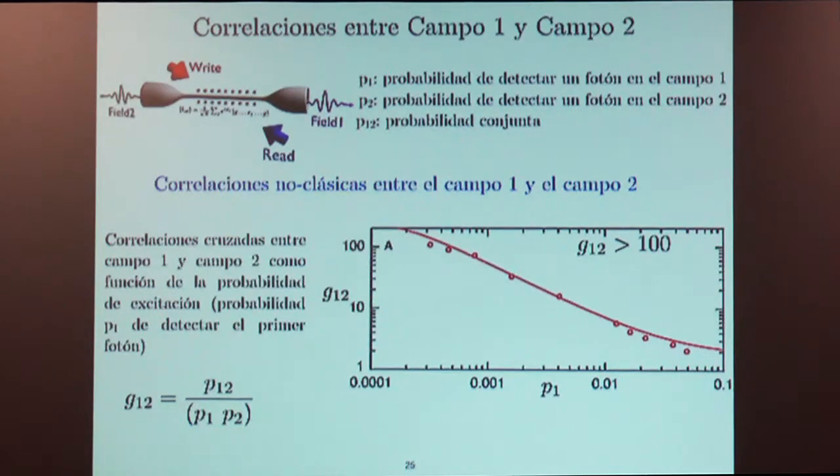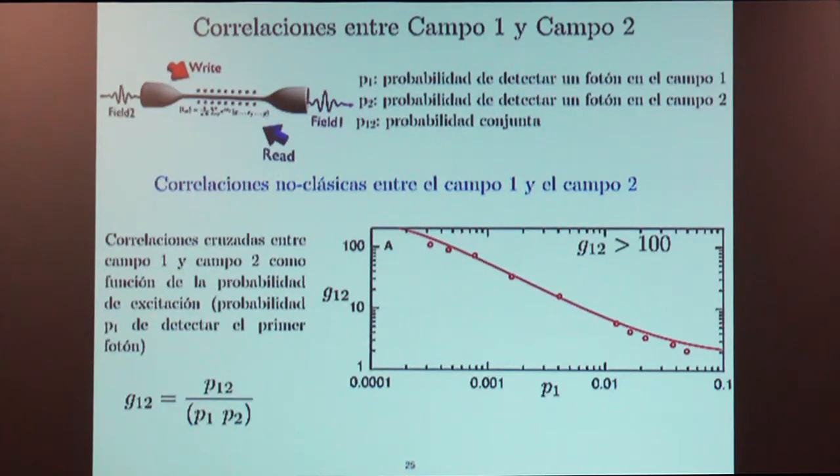If you want to do some entanglement between the different ensembles, the limit is around 25. And here I'm above those thresholds, so I'm around 100 for G12. So this is the correlation between the photon in field 1 and the photon in field 2.